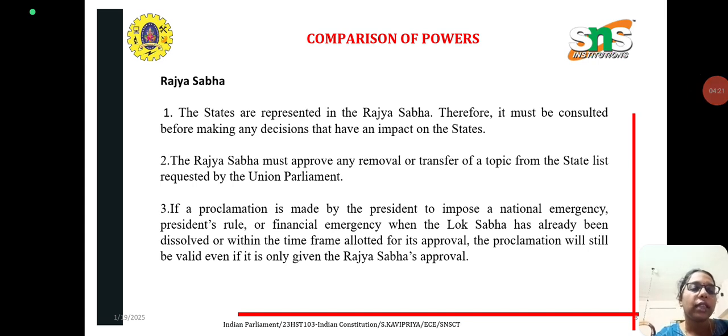In case of the Rajya Sabha, the states are represented in the Rajya Sabha. Therefore, it must be consulted before making any decision that has an impact on the states. The Rajya Sabha must approve any removal or transfer of a topic from the state list requested by the Union Parliament. If a proclamation is made by the President to impose a national emergency, President's rule or financial emergency, when the Lok Sabha has already been dissolved or within the time frame allotted for its approval, the proclamation will still be valid even if it is only given the Rajya Sabha's approval.